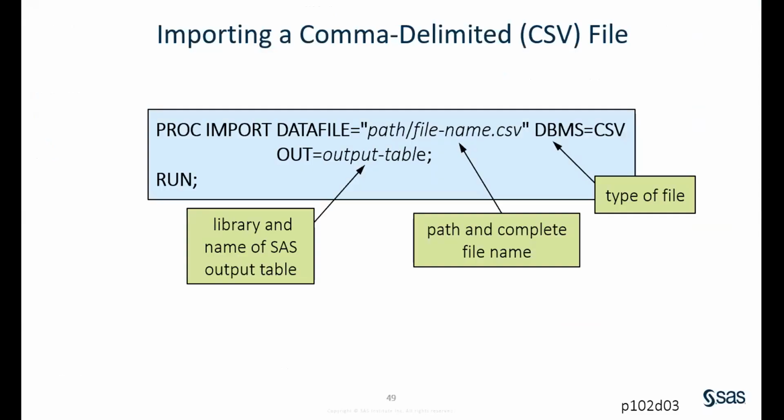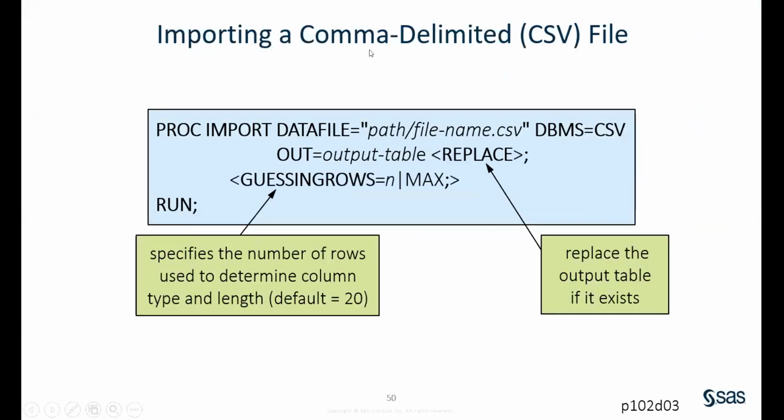So this was about import. Moving ahead, it's telling comma separated or comma delimited files. So you use this replace option to replace the output table if it exists, in case you get updated information. You have another option in proc import called guessingrows. The value is n or max. That means if you're reading any external file by importing it, you can ask SAS to limit the number of rows to be read. It specifies the number of rows used to determine column type and length. The default is 20. You can use max, which means read all the maximum rows. Either you can give a specific number n, or in case you do not write any, by default it is 20. All right, everyone.